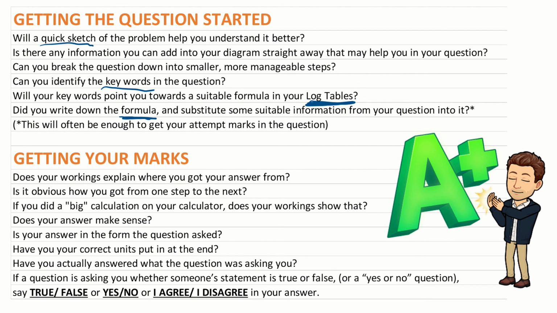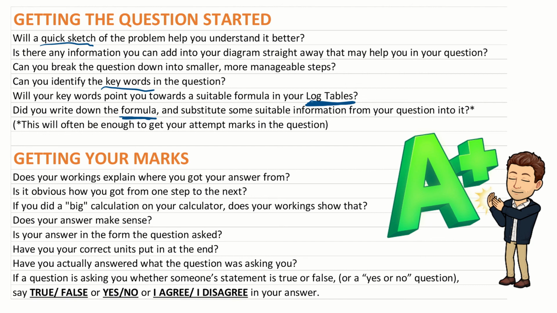So if it says the word slope in a coordinate geometry question, if you go to your log tables, there is a formula for slope there. If you put that down and substitute something into it, even if you're really stuck on the question and you just couldn't make heads or tails out of it, putting down the formula and substituting something into it will guarantee you your attempt marks. So something to be mindful of there.